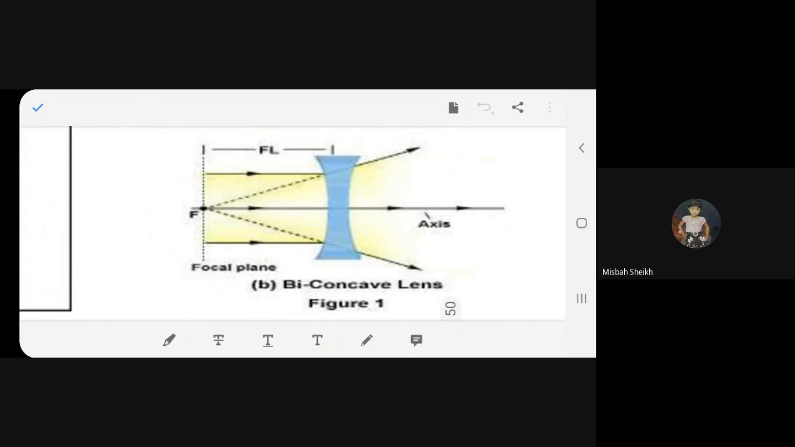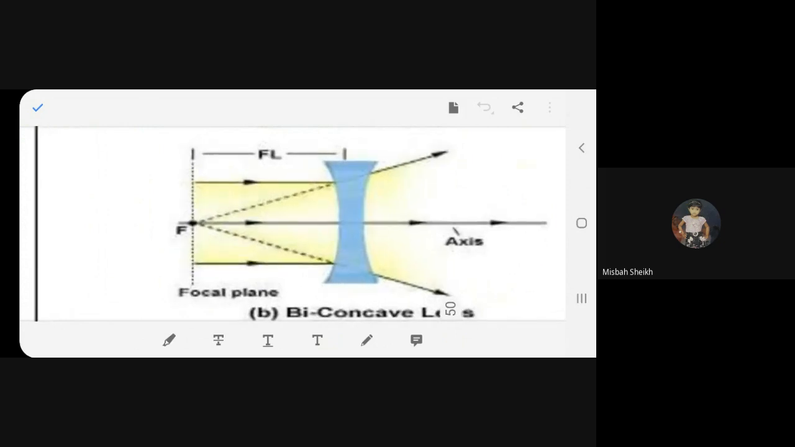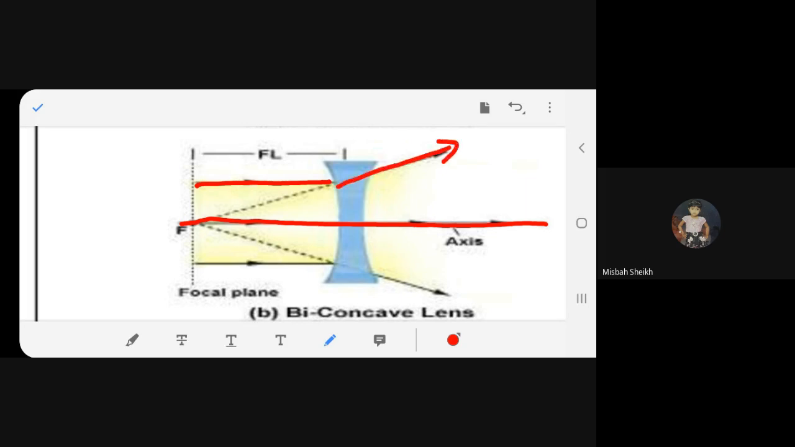Now let's see the concave lens. Now, if I allow the line to pass through the center, it goes straight. There's no diversion. Now, the parallel ray comes here and it diverges. You got it? Parallel goes here and it diverges. You understood now? Now, where will the image form?